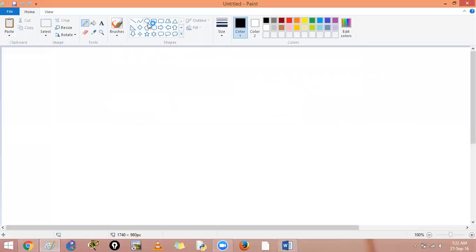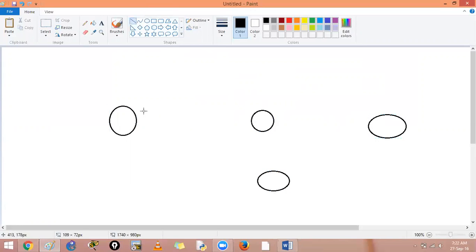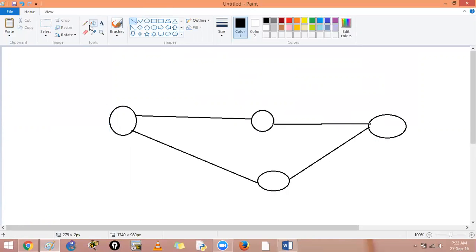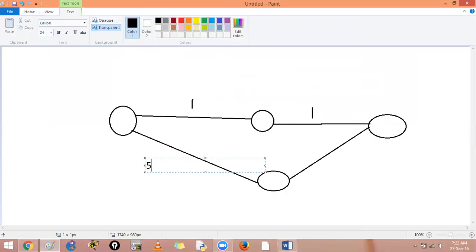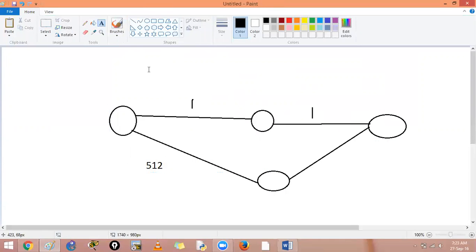It means if I have 2 routes from here to the network, and this route is like 1 GB, and this is like 512 MBs, EIGRP is capable of load balancing in this kind of a scenario also.